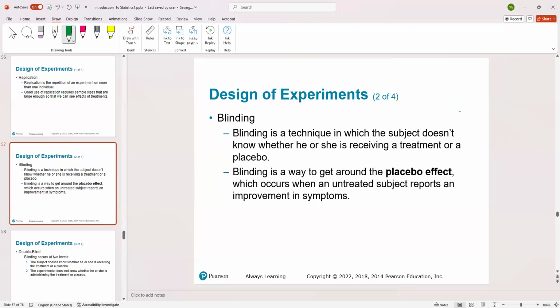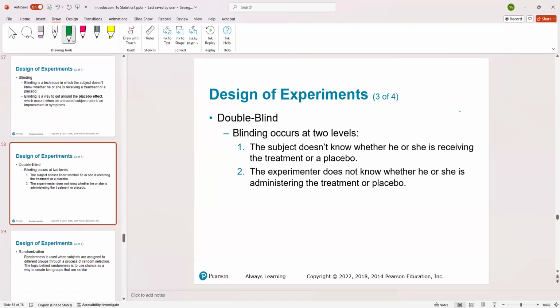So, we said blinding is a technique in which the subject doesn't know whether he or she is receiving a treatment or a placebo. So blinding is a way to get around the placebo effect, right? Which occurs when an untreated group reports an improvement in symptoms, right? So we want to make sure they checked about it. Double blind is that both the researcher and the subject, none of them knows. All right. So, which means that blinding occurs on two levels.